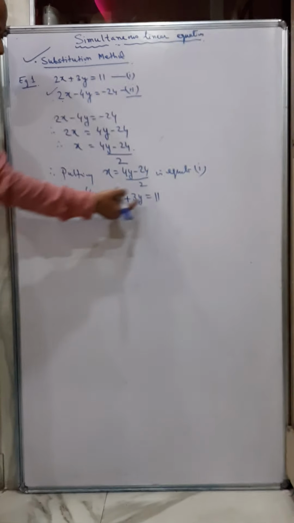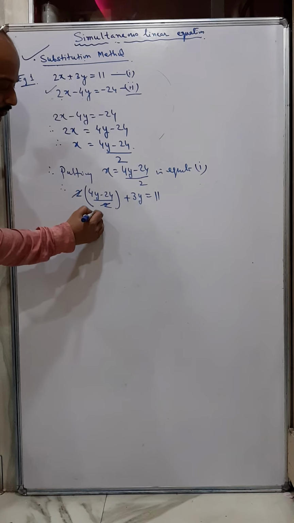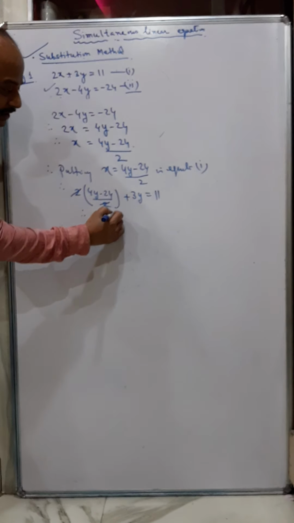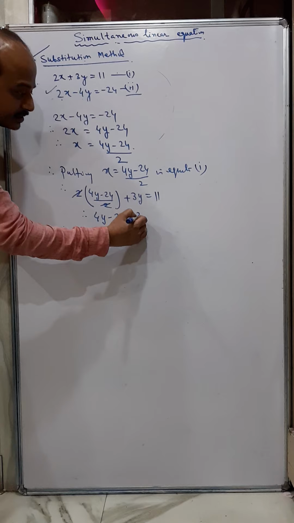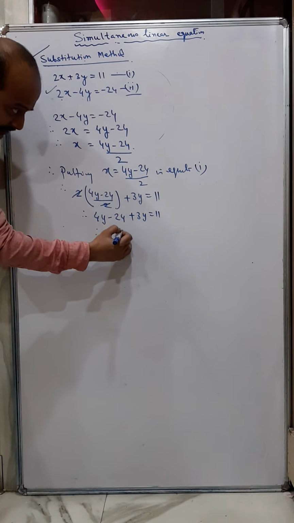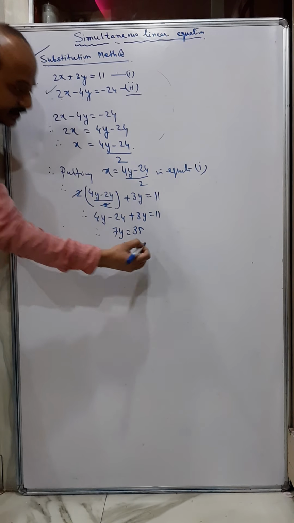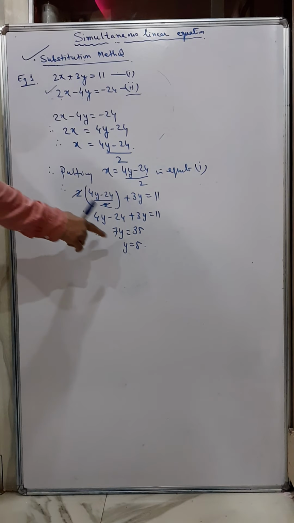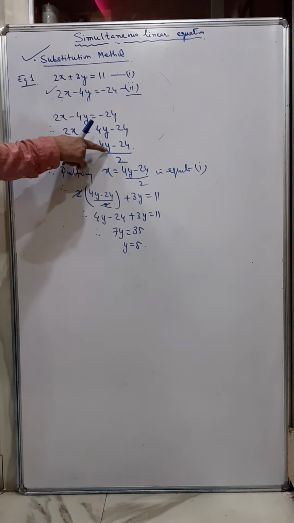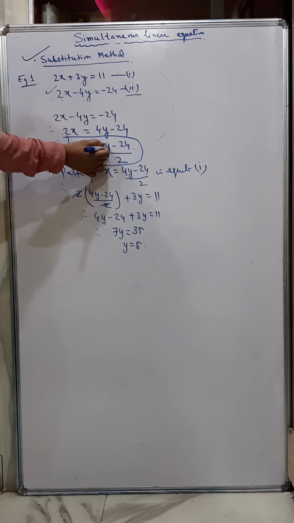Now we'll simplify this. We got a linear equation in terms of y and we'll get the value of y from here simply. So here you can see the 2 got cancelled. We got 4y minus 24 plus 3y is equal to 11. We get 7y is equal to 35 and y is equal to 5. And now after getting y equal to 5, I can simply put the value of y in this.